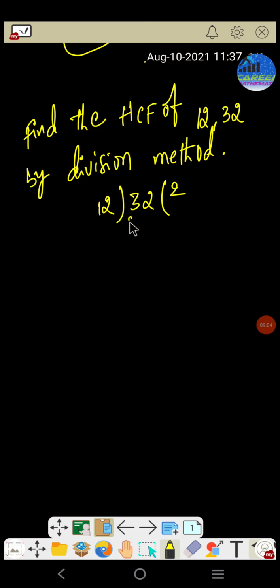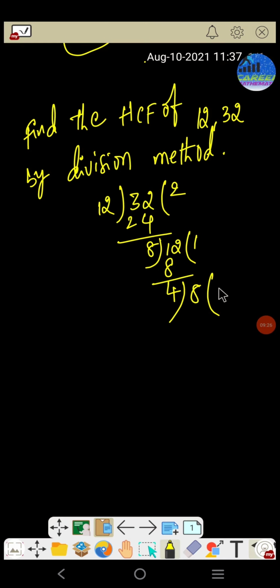12 2s are 24. What is the remainder? 8. Here the remainder is not 0. Again this remainder becomes the divisor and this 12 comes here. That means again 8 ones are 8. The remainder is what? 4. So the remainder is not 0. Again this 4 becomes the divisor and 8 comes here. That means 4 2s are 8. Now the remainder is 0.